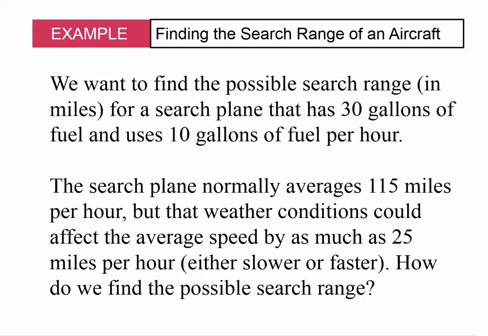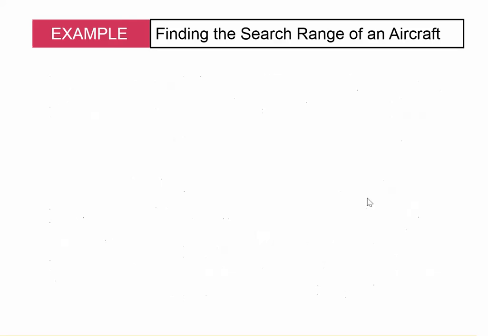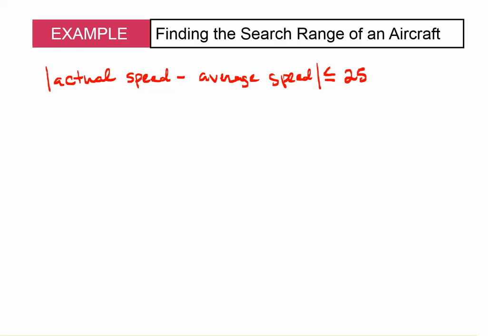All right, and the book does hint at a certain formula that you can use, and here's the formula. It says the absolute value of actual speed minus average speed is going to be less than or equal to 25 miles per hour, right? So actual speed is just going to be x, because that's what we don't know. The average speed is going to be 115.